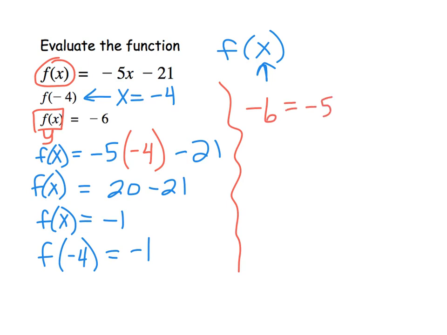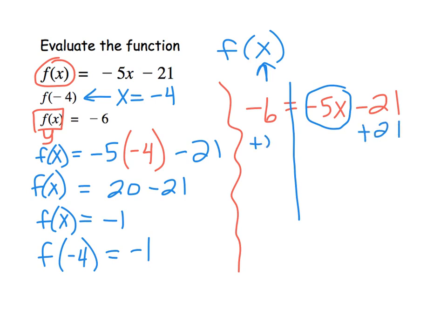negative 5x minus 21. So this time I'm solving for x. So when I circle my x, because that's what I'm solving for, I've got to get him alone on that side of the line. So the inverse of negative 21 is plus 21 on both sides. My 21's cancel out. I have negative 5x. And on this side, 21 plus negative 6 is 15.